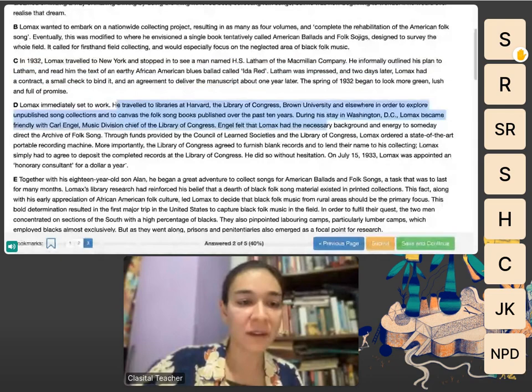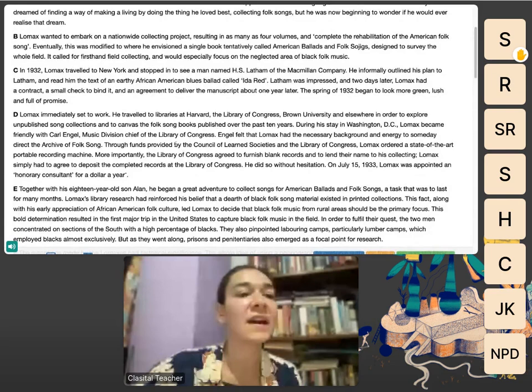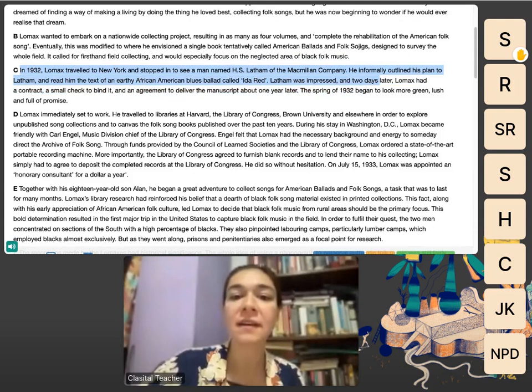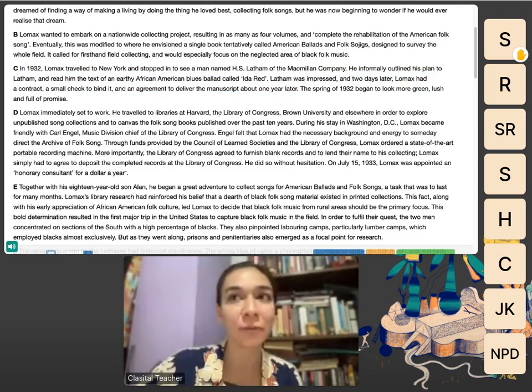Actually, we will come to that part. That's why we couldn't see it. Okay, let's go fast. In 1932, Lomax traveled to New York, and so on. The spring of 1933 began to look more green, lush, and full of promise.